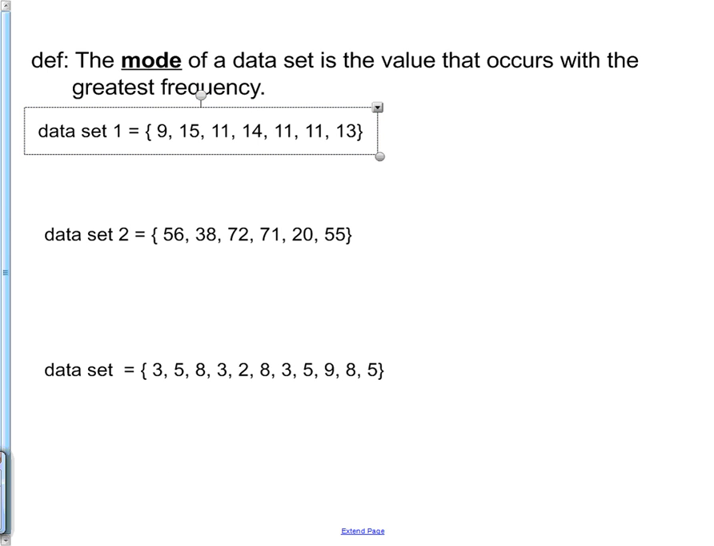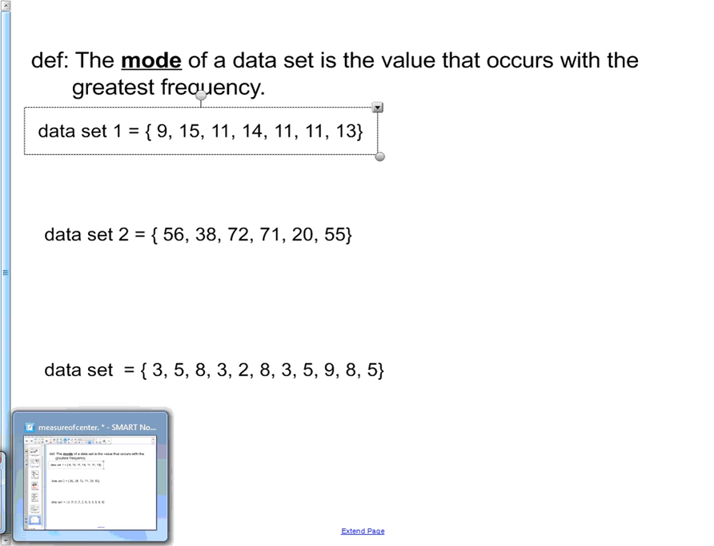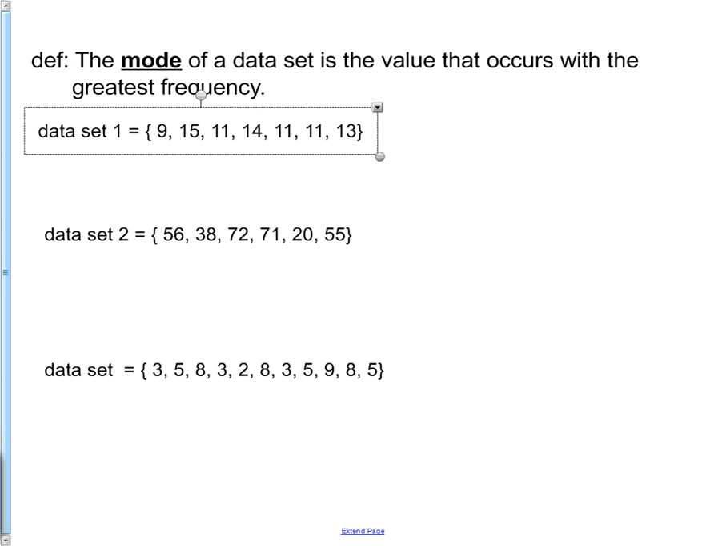Okay, the final measure of center that we're going to look at is the measure of center called the mode. So the mode of a data set is the value that occurs with the greatest frequency. So if we take a look at our data sets that we have here, let's take a look first at data set 1, and we're just going to look for the data value that occurs with the most frequency.